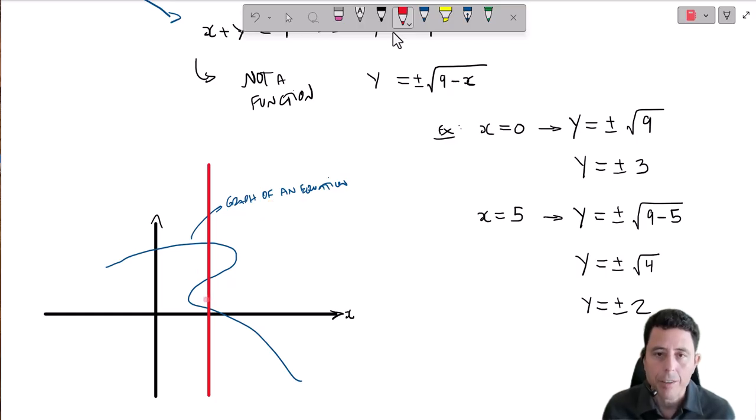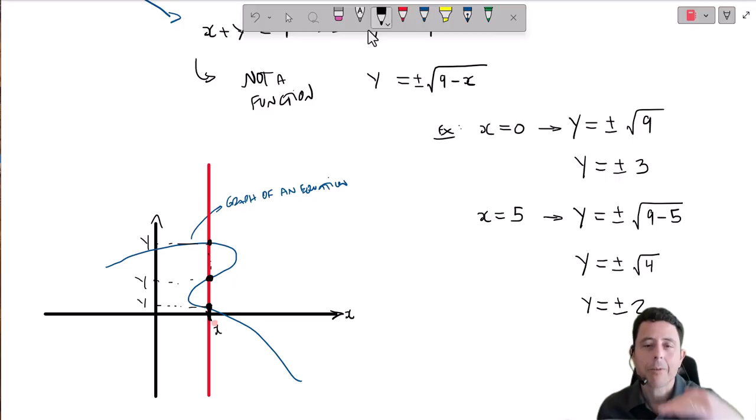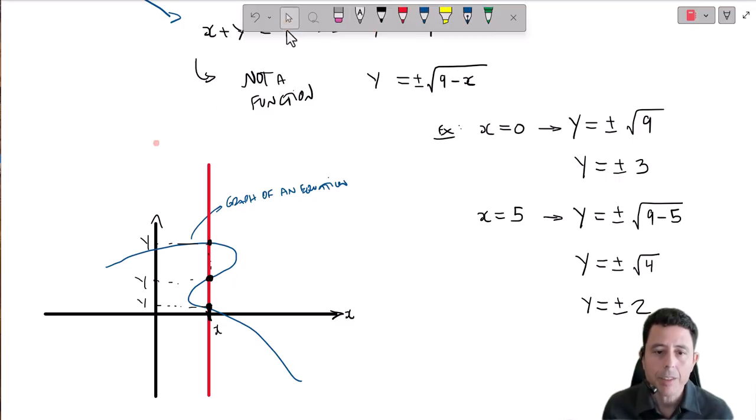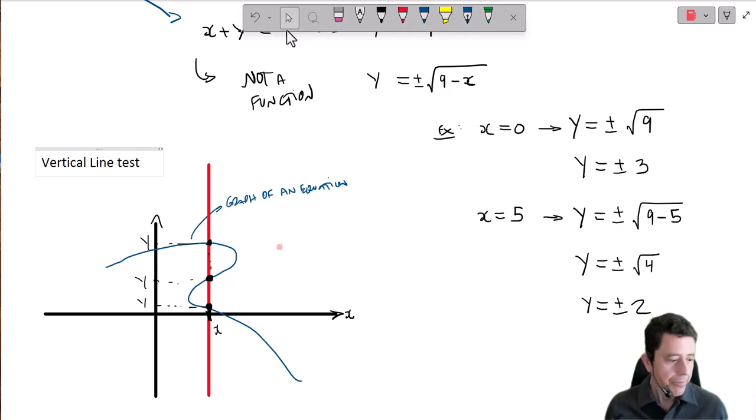Why is that? Well, that's because for this value of x here, whatever this value of x is, notice that it's relating to this value of y, and it's also another value of y, and it's another value of y. So for this value of x, you have three values of y, and you cannot have that in a function. Okay. So this is called a vertical line test. All right.